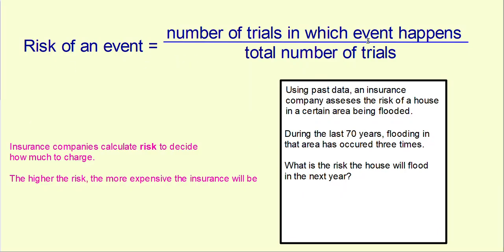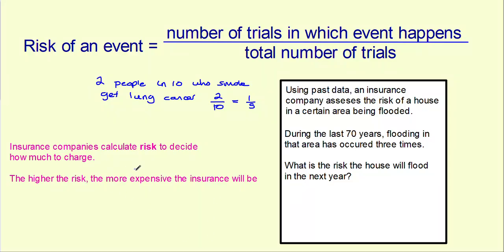It's the number of trials in which the event happens, but it tends to be a negative event, over the total number of trials. For example, say that 2 people in 10 who smoke get lung cancer. I'm not sure of that statistic, but I'm just using it as an example. So 2 people in 10 who smoke get lung cancer. The probability, the risk is going to be 2/10. Okay, the risk of getting lung cancer if you smoke is 2/10 or 1/5. So it's a probability, but we call it the risk of it happening.